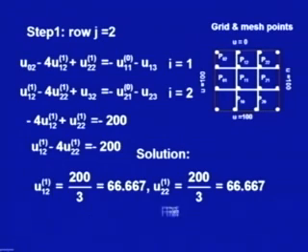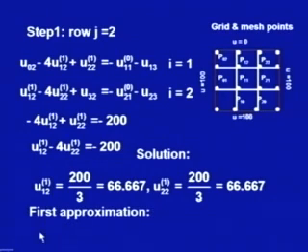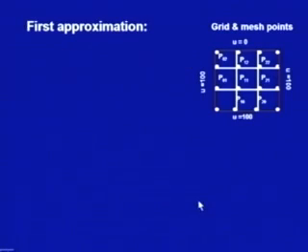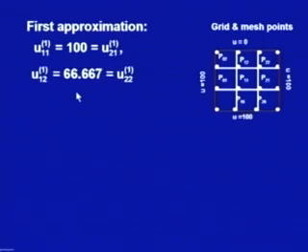So, we have now got the first approximation: u11 as 100, u21 as 100, u12 as 66.667, u22 at 1 is 66.667. This is my first approximation. Now, we will move to the next step, the second step. The first approximation is this one, and from here we move to the second step.